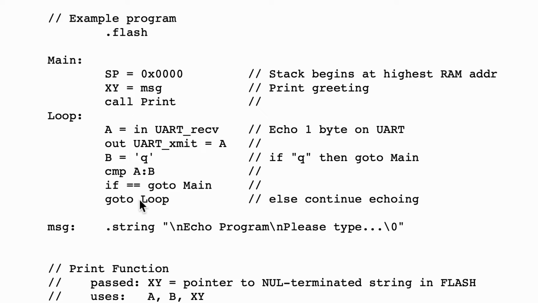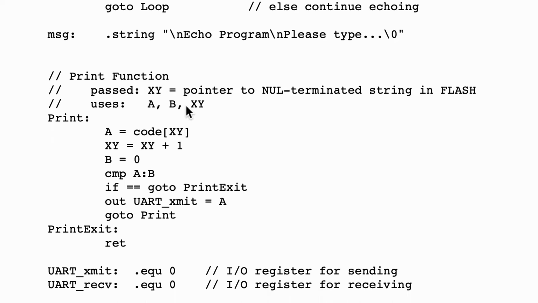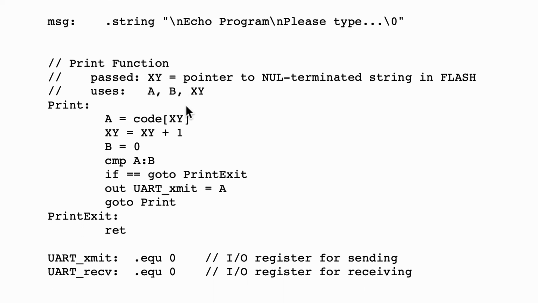Otherwise, we continue executing. And here we see another example of the branch instruction, but this is an unconditional branch. And so in the assembly code, we just specify it as a goto, and that causes us to loop back up here. So we print the message, and then we echo for a while until a Q is hit, and then we repeat. Now let's look at the print function down here at the bottom of this source file.